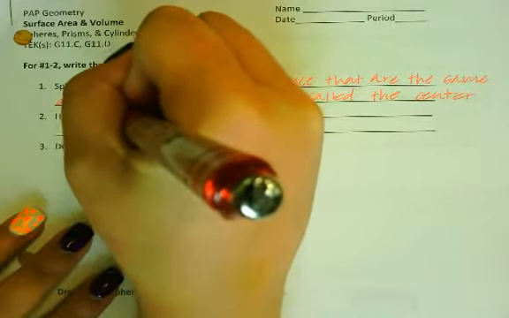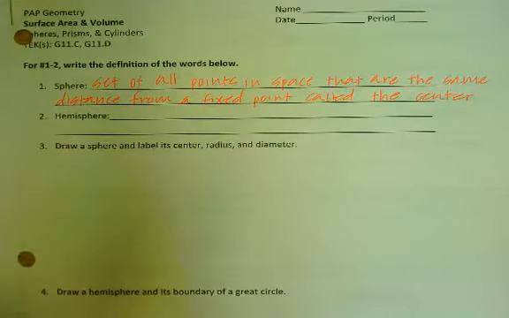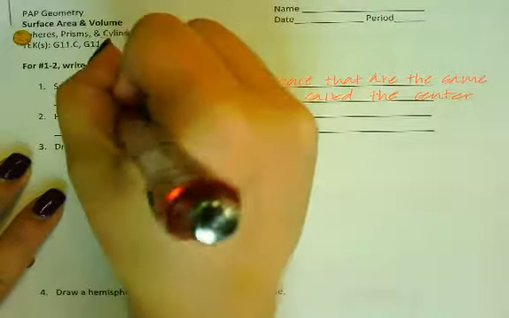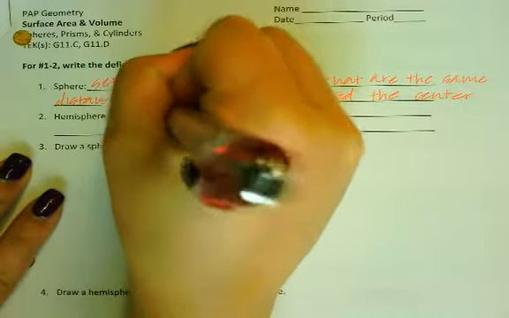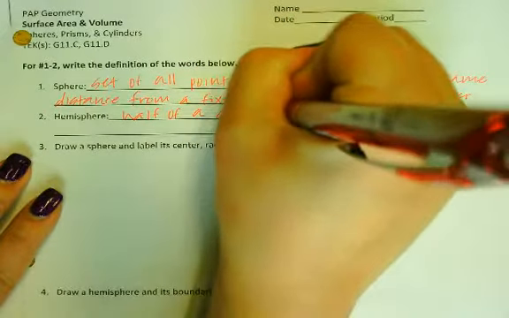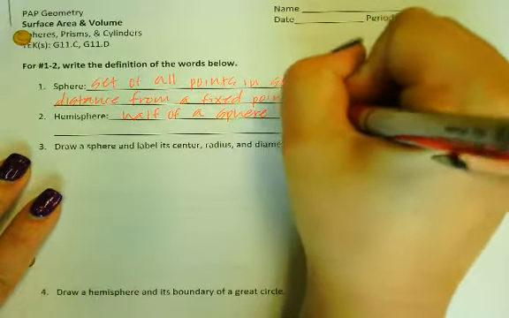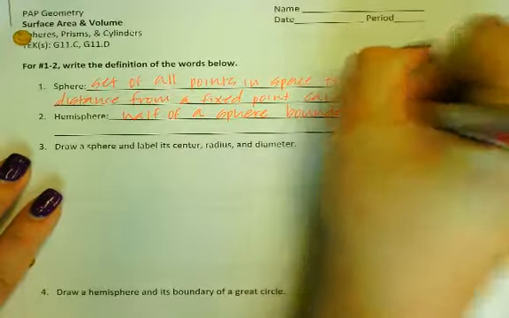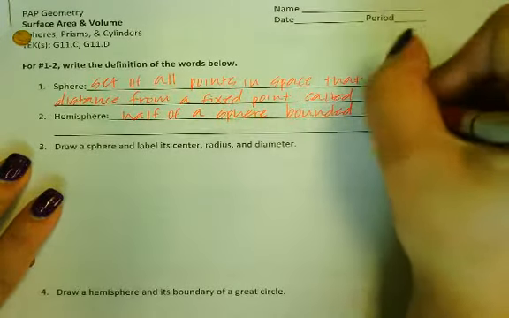Okay, hemisphere is what? What's a hemisphere? Half a sphere. Okay, so half of a sphere bounded by a great circle. So the equator, the prime meridian.